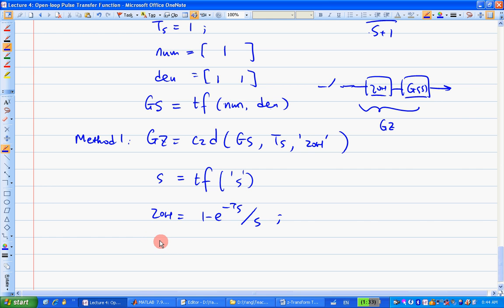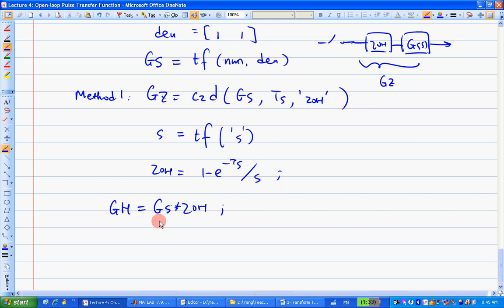And then you multiply your GS with the ZOH. Let's say you call it another name here, say GH, it doesn't matter, whatever you want to call it. You multiply the two things, and then you use your C2D. So C2D of this GH here, and TS. Actually, that T is TS here, the sampling time. So when you program, make sure everything is consistent.